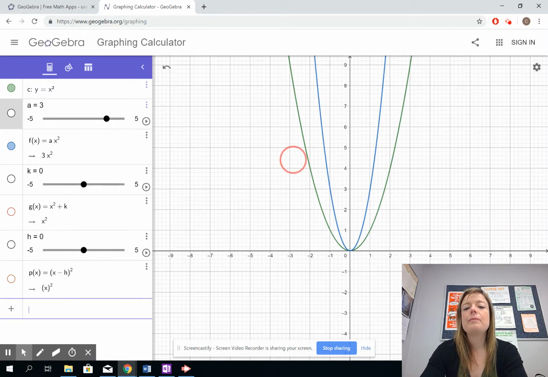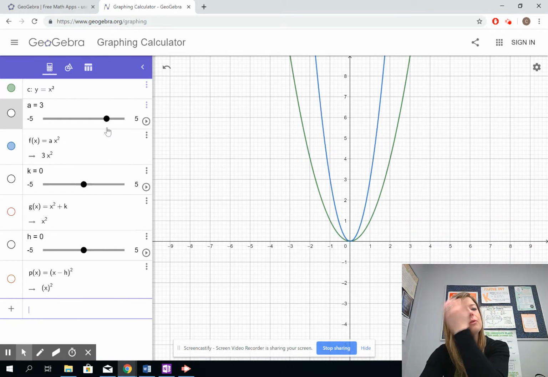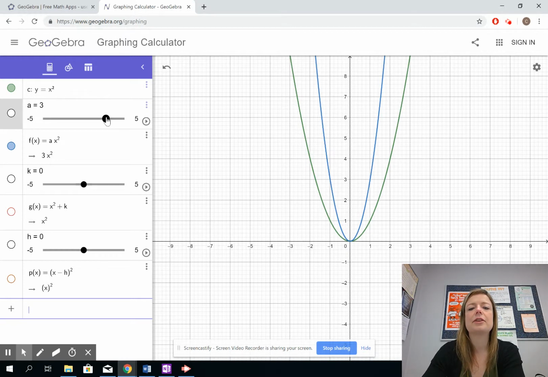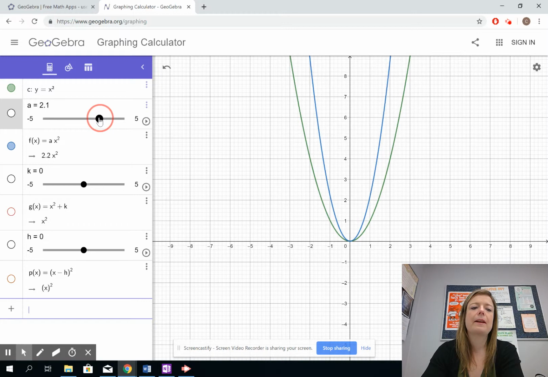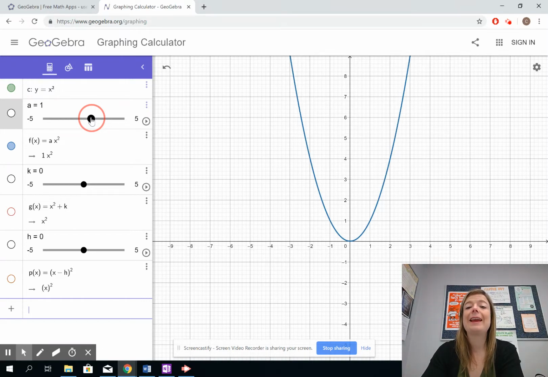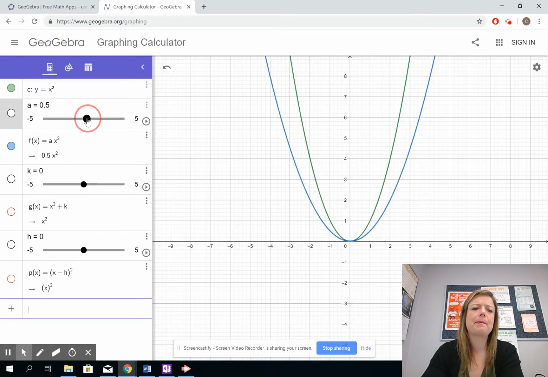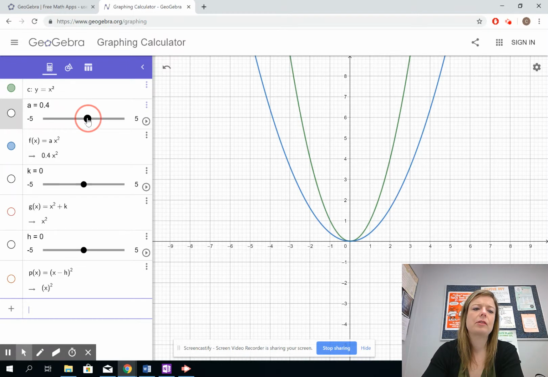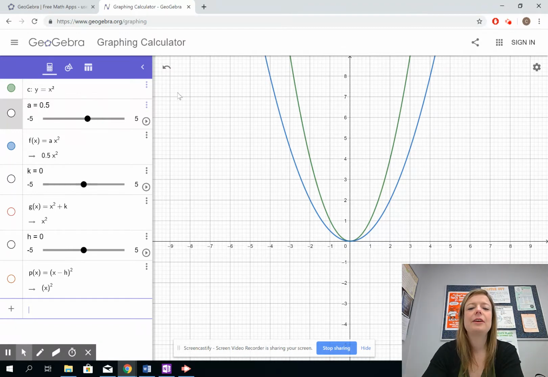All right, so now what happens if your a value is a fraction, something between 0 and 1? Here's 1 again, back to just the parent. What's going to happen if I make a half, for example, or 0.5? Hard to get it exactly at 0.5 here. There we go. So notice now that the blue parabola is wider than our original green parabola.